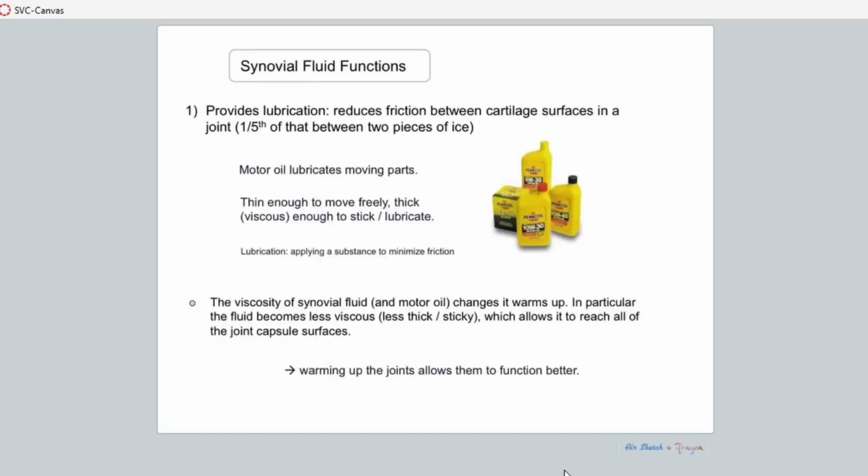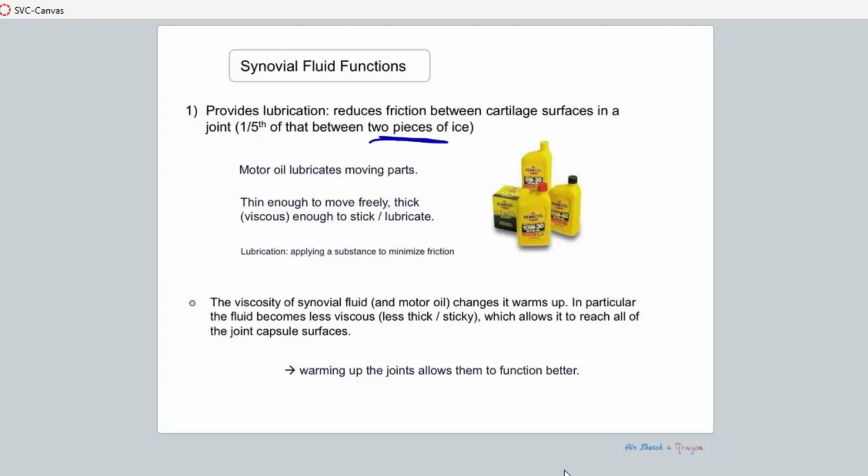Okay, now back to the synovial fluid here. So these joint capsules are filled with synovial fluid. What does it do? Well, not surprisingly, it provides lubrication. It reduces friction between those cartilaginous surfaces. So it's actually less friction than two pieces of ice rubbing together. So it lubricates it, it prevents friction.